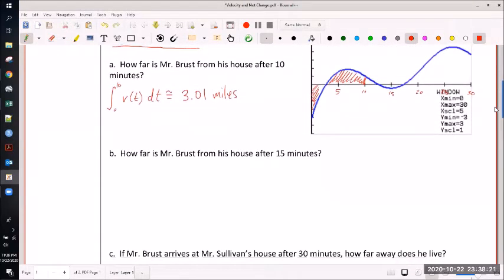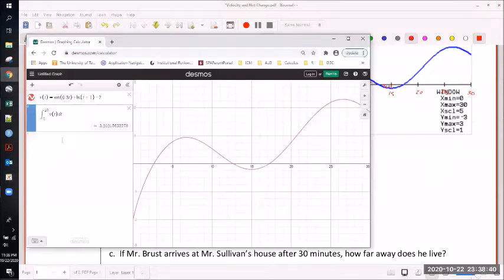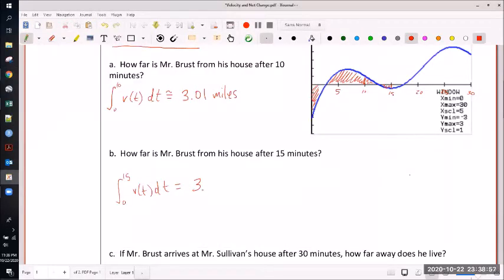Okay, how far is Mr. Brest from his house after 15 minutes? Well, then we include all of this little area here and this. Again, 0 to 15, v of t dt. And again, we'll use the calculator to do this. We can go ahead and plug it in Desmos, int, 0 to 15, v of t dt. And you see we get about 3.40 rounding to the nearest hundredth. So 3.4, again, an approximation, 3.4 miles. I guess we'll go ahead and put boxes around these.